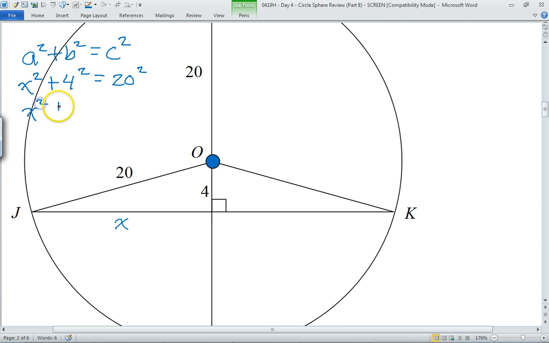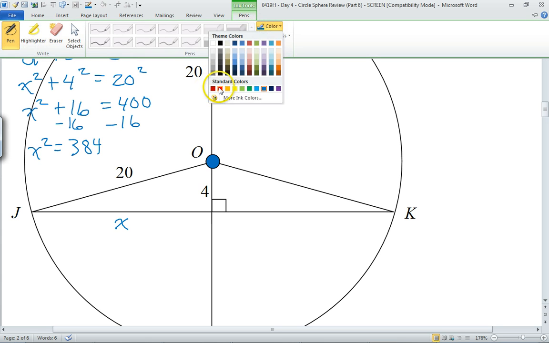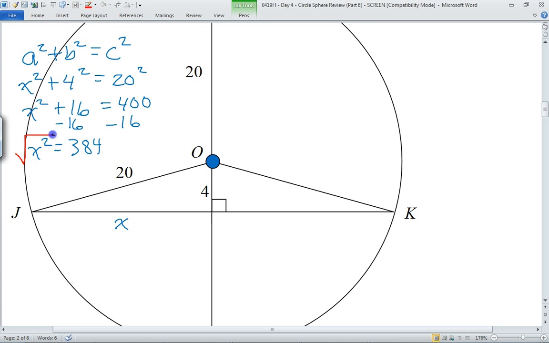That means I have x squared plus 16 equals 400. Subtract 16 from both sides, and I have x squared equals 384. Now I need to take the square root of both sides. And that gives me x equals 8 radical 6. Okay, that means this is 8 radical 6, which means this is 8 radical 6.